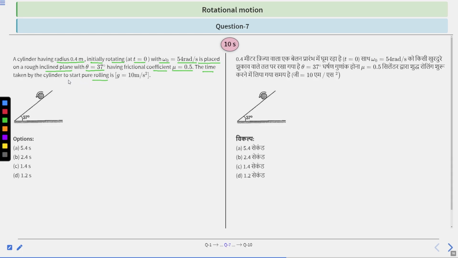So this question asks about the time taken by the cylinder to start pure rolling. Given options: option A is 5.4 second, option B is 2.4 second, option C is 1.4 second, and option D is 1.2 second. So which option is correct? Take g equal to 10 meter per second square. You have 10 seconds to solve this question. After 10 seconds, we will provide the solution of this question.